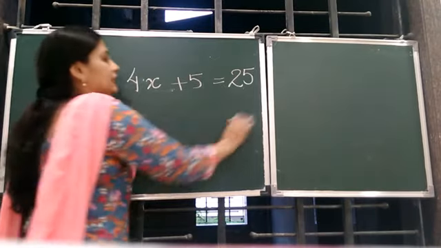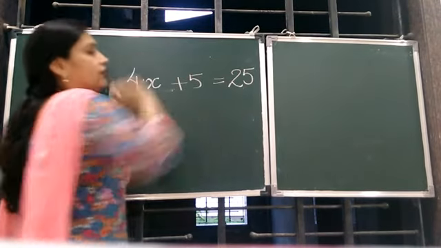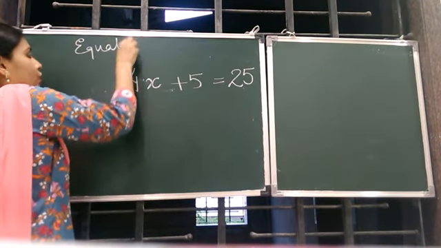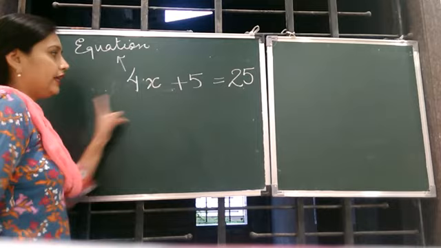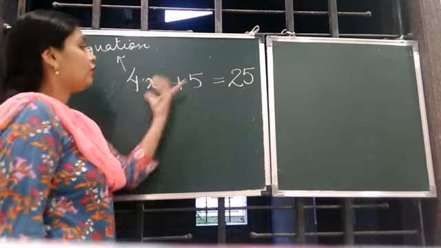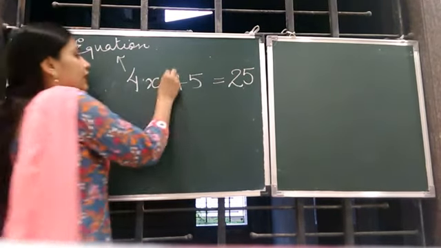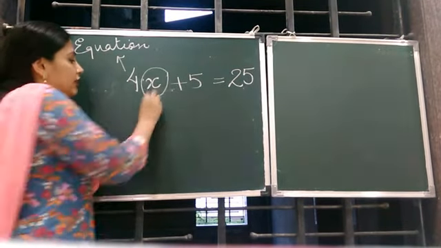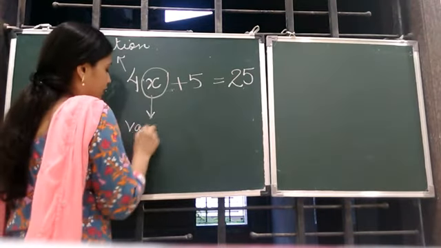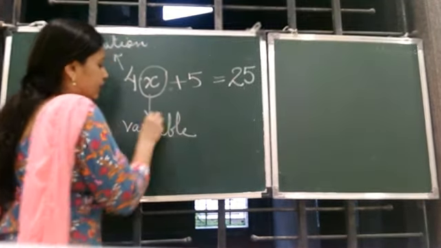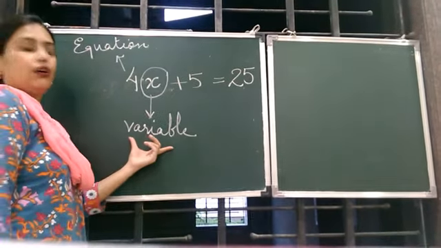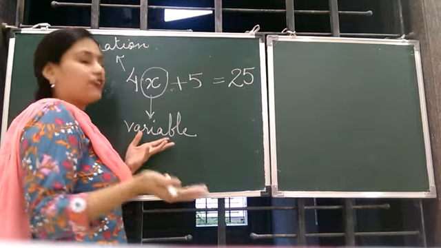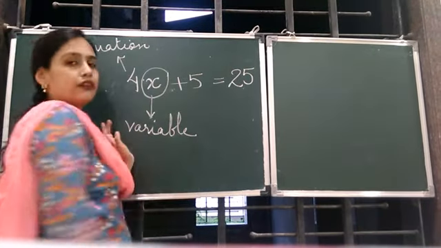Okay, so what is this? This is known as what? Equation. Can you see? Okay, now how to solve this equation? Very simple. This alphabet which we take is known as a variable, whose value we don't know, it may vary. So we consider it as a variable.